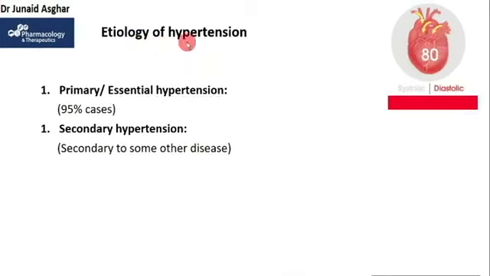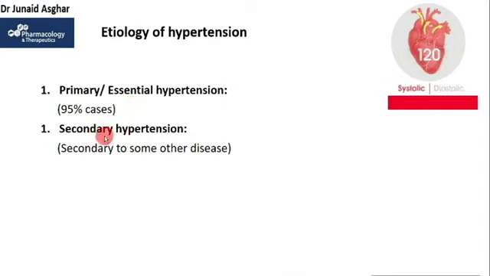Etiologies or causes of hypertension. There are two main causes or etiologies of hypertension. One is primary or essential hypertension, and the other is secondary hypertension. Now, primary hypertension accounts for 95% of all hypertension cases, and essential hypertension is heterogeneous. Heterogeneous means it could have different causes in different patients, and we shall discuss these causes in coming slides.